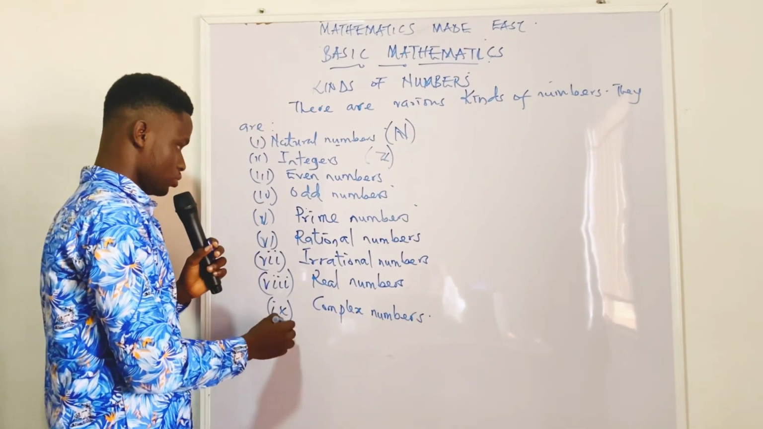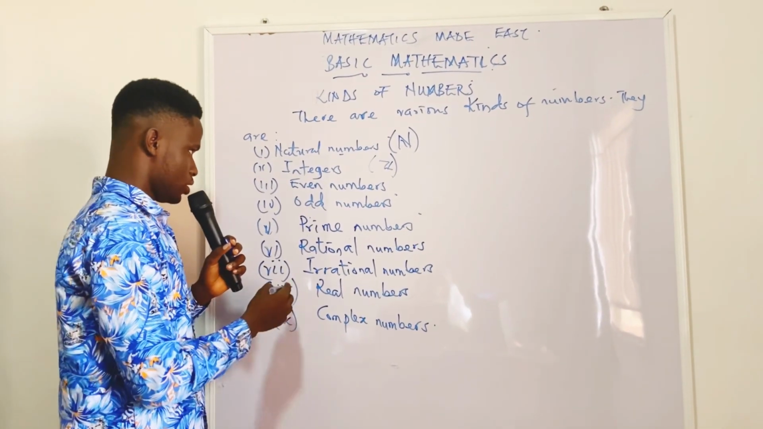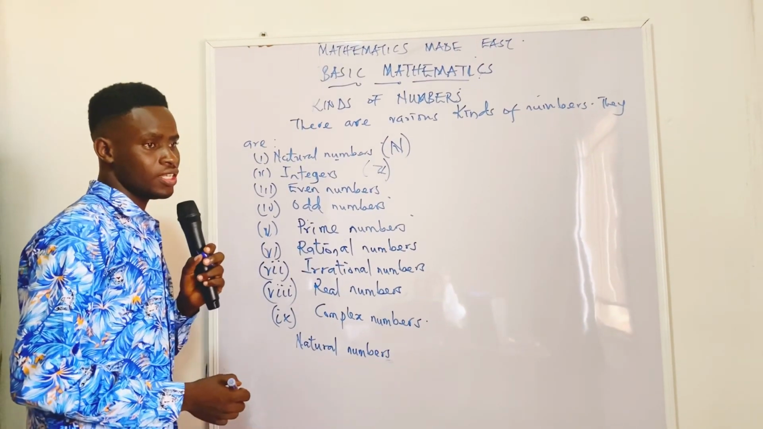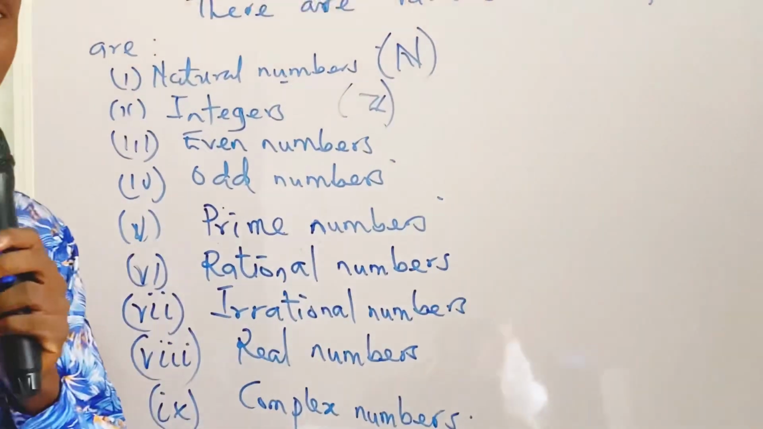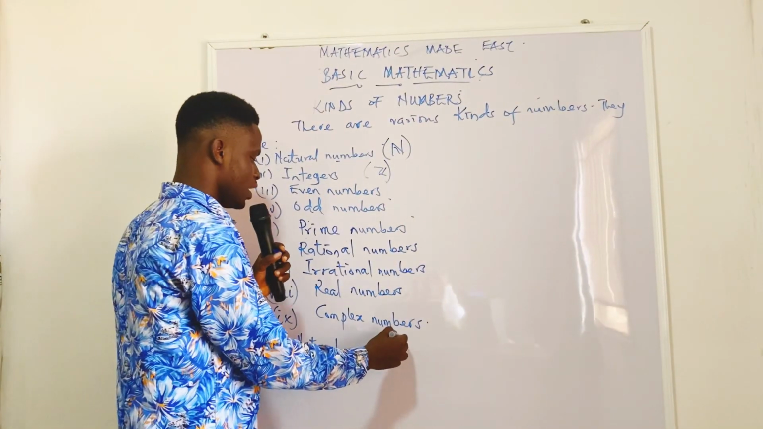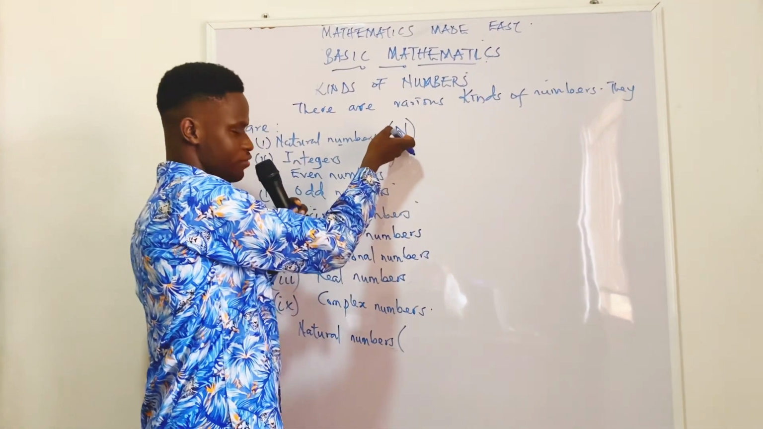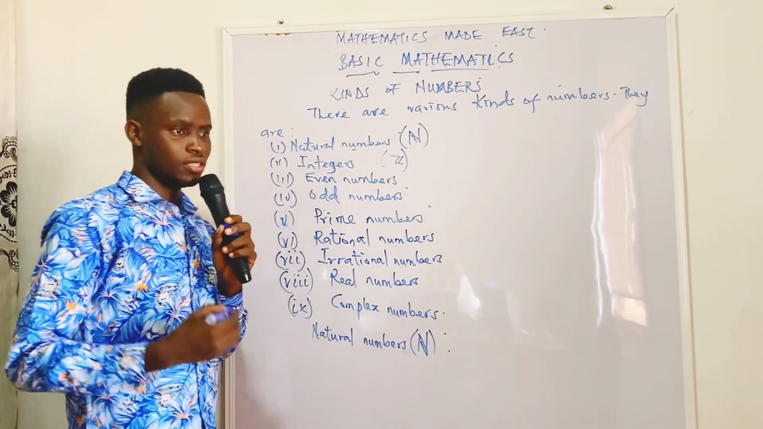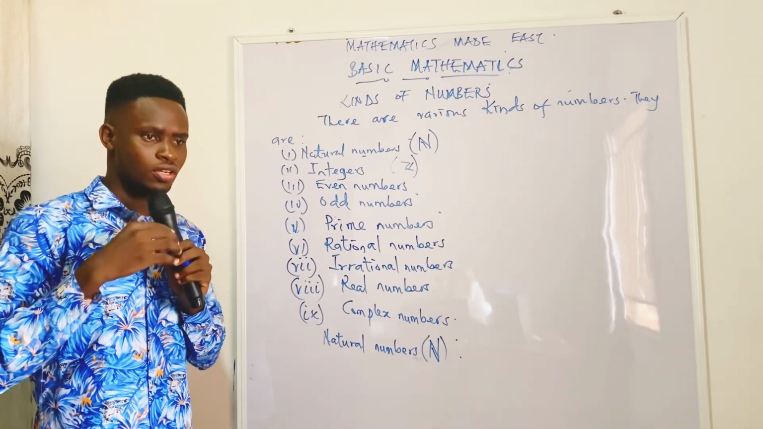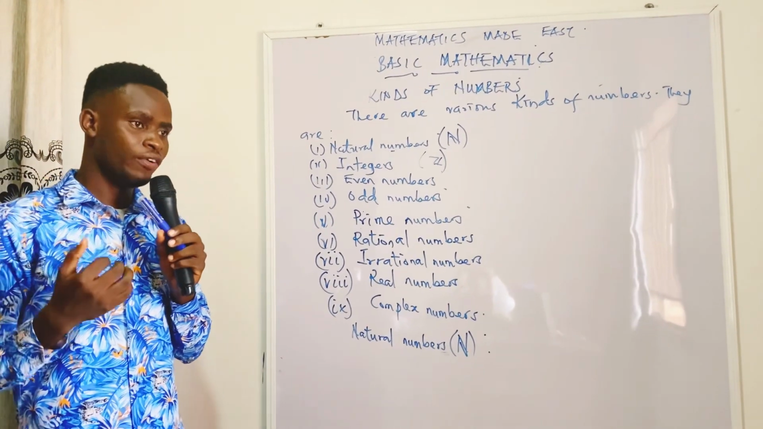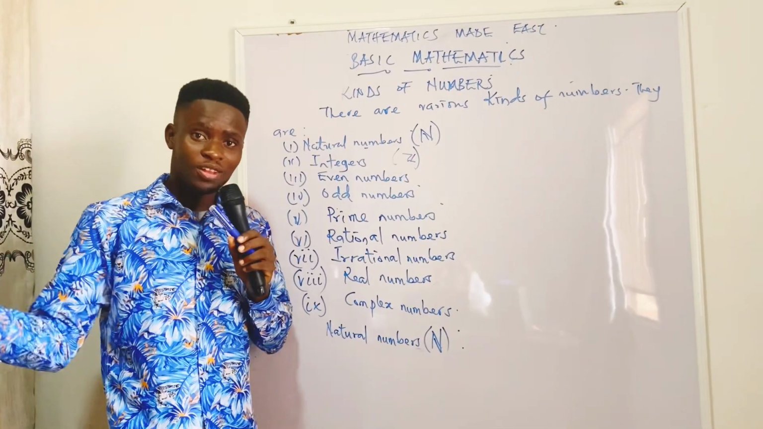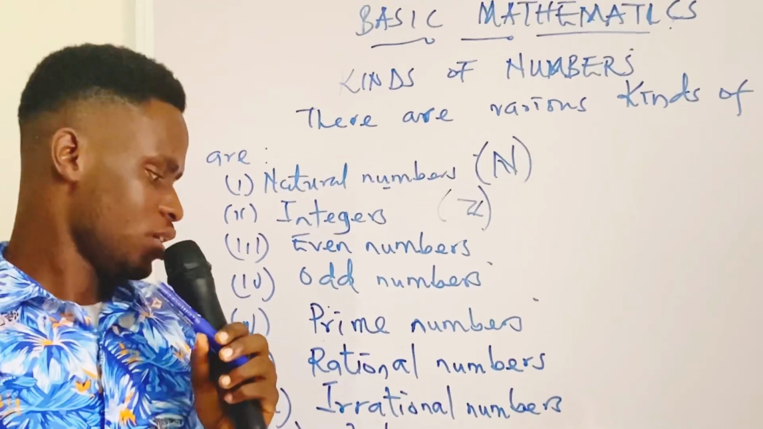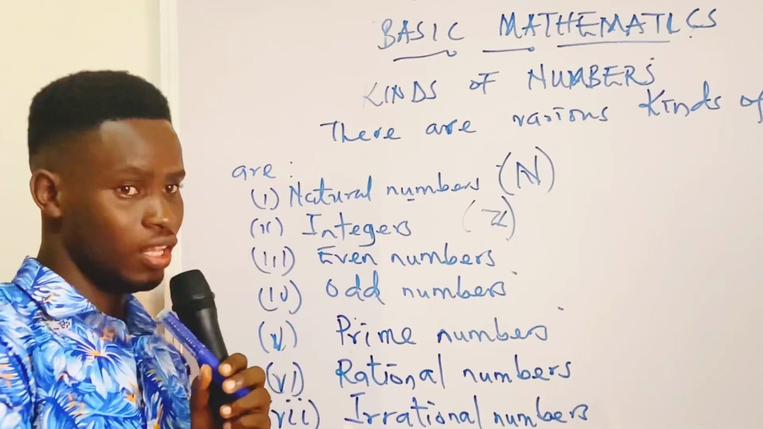Let's start with the first one. So the first one is natural numbers. There is a general symbol that we normally use to denote natural numbers, and that symbol is in the form of the letter N that is written here. And what are these natural numbers? They are not numbers that are new to us. They are the numbers that we know right from when we were kids, like counting numbers, 1, 2. So those numbers are what we refer to as natural numbers.